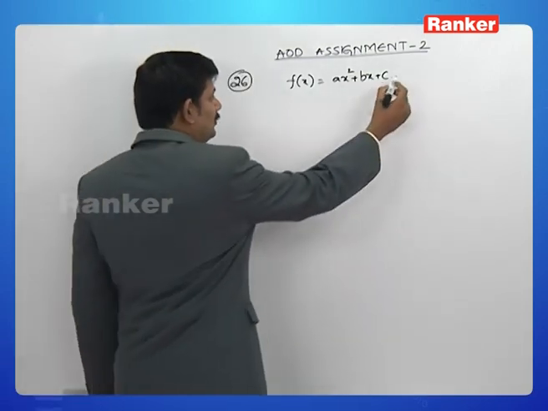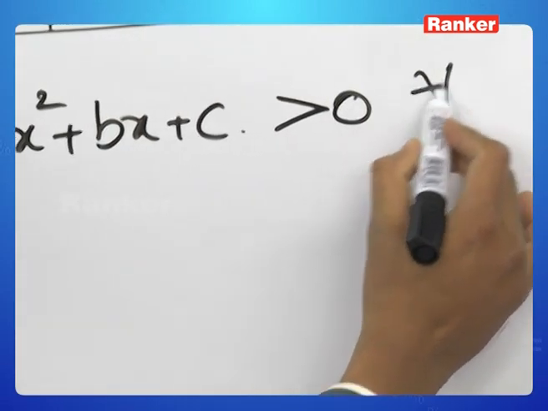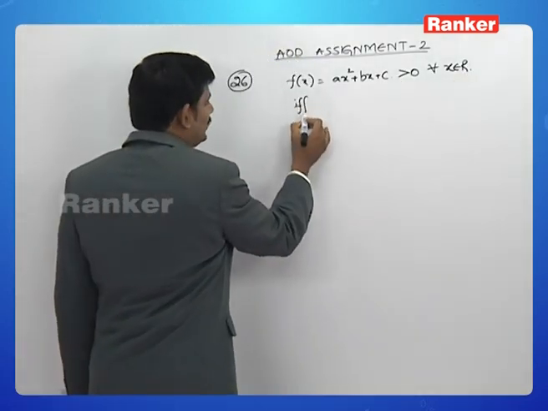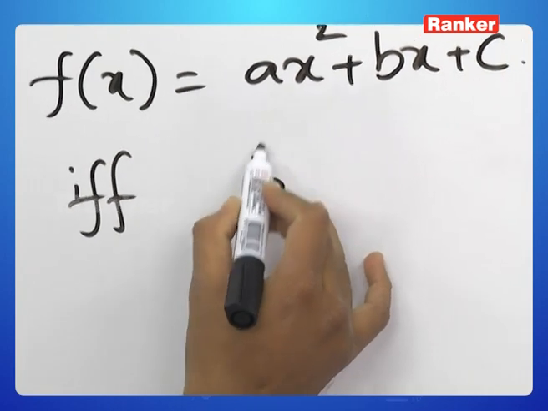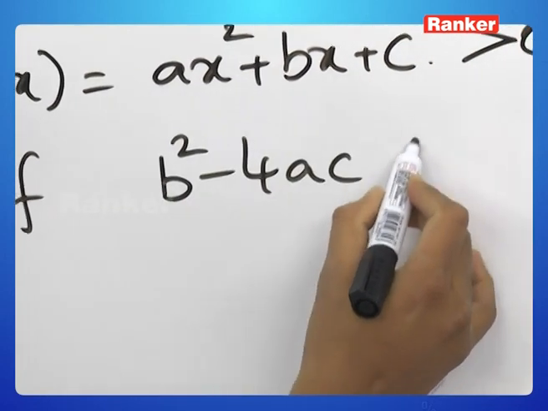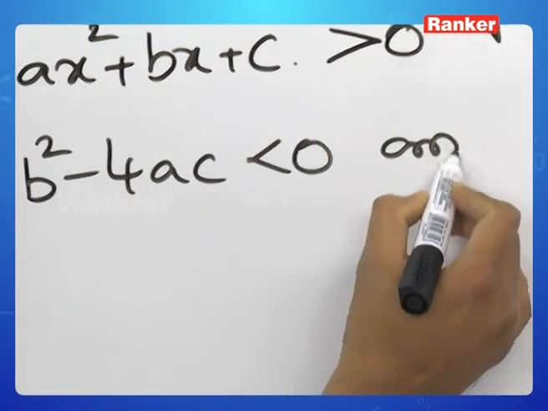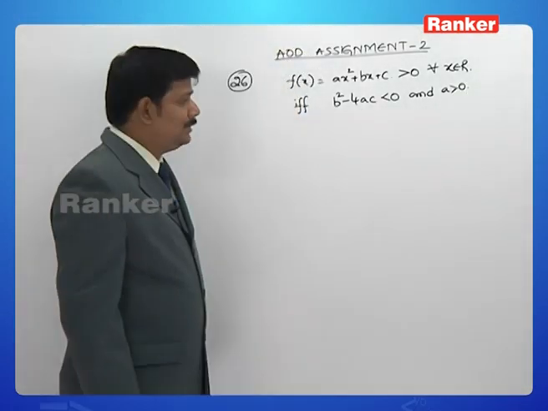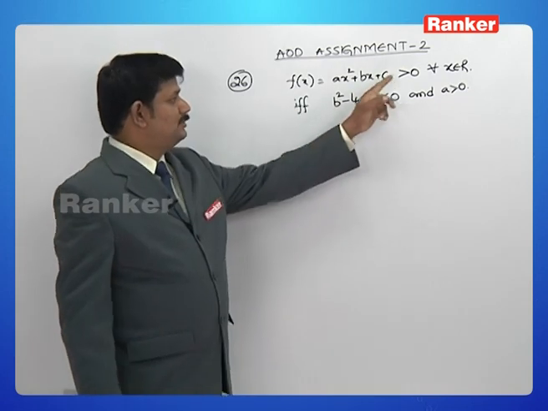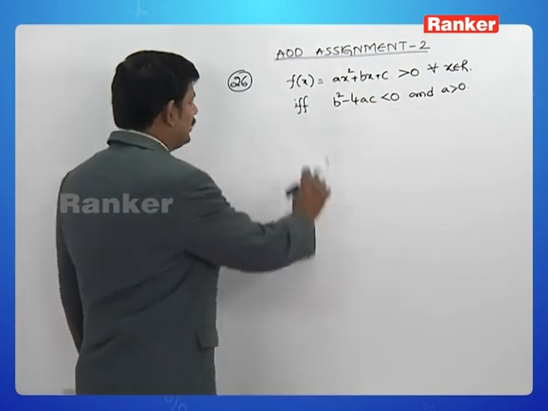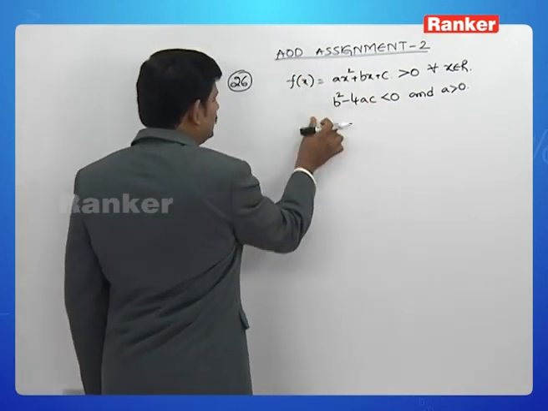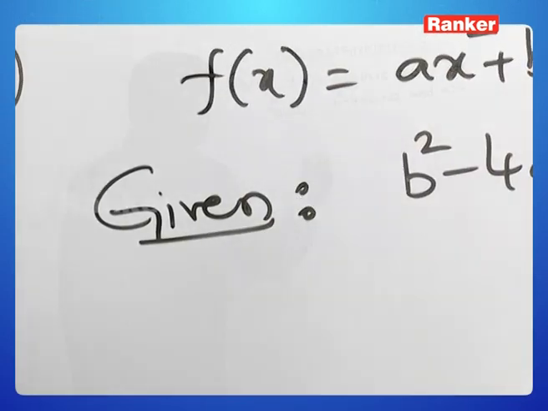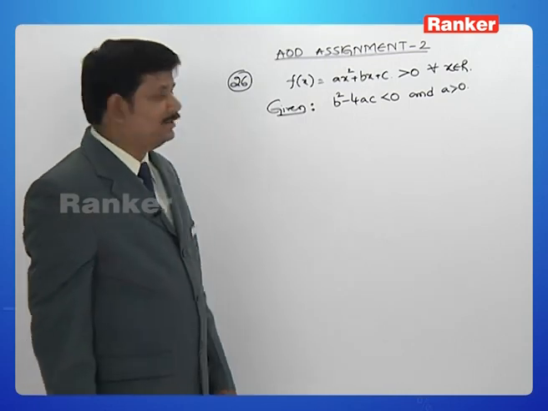This will be positive for all real x, for all x belonging to R, if and only if its discriminant is negative, b square minus 4ac is less than 0, and coefficient of x square is positive. So, because f of x is given to be greater than 0 for all x belonging to R, we can assume that it is given b square is less than 4ac and a is greater than 0.